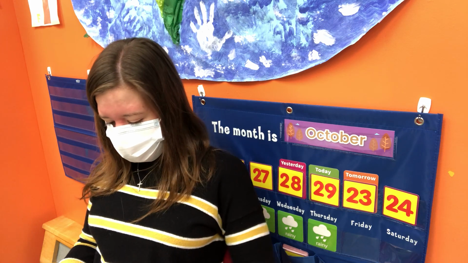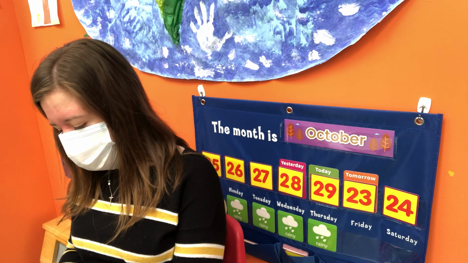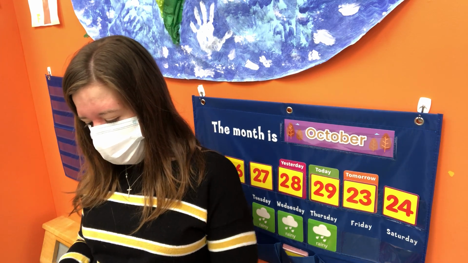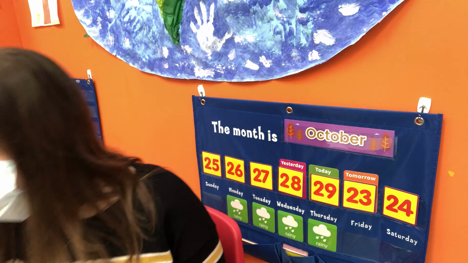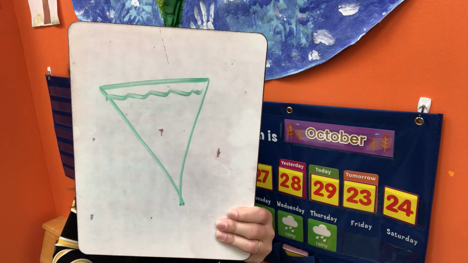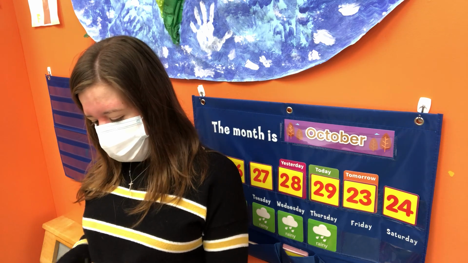Let's see over here. We're going to use our eyes and you're going to tell me. So look, I have a... So this is going to be my... What did I draw here? What is this? Pizza. We use your sense of? Pizza.